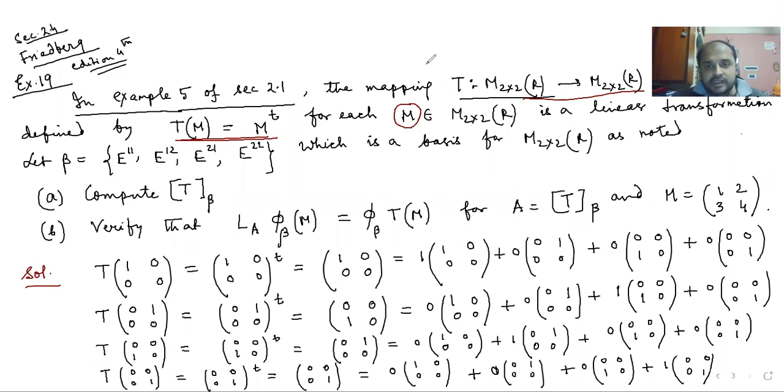Okay, so we have got the scalars. I'm marking the scalars over here. So these are the scalars we have got. Just check, if you are doing it by yourself, whether you have got the same set of scalars or not. And now on the next page, I'm going to write the matrix representation of T with respect to the basis beta. Beta is defined over here.